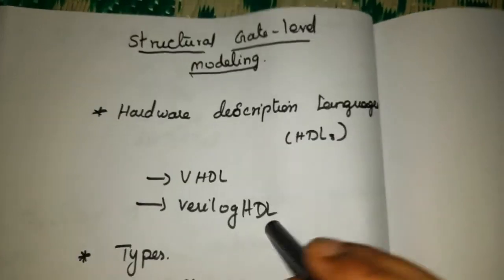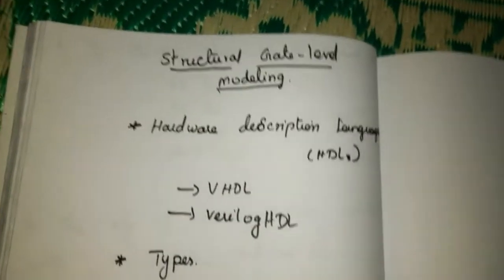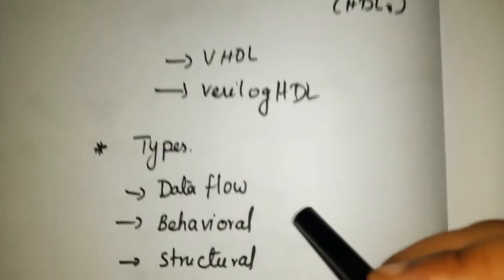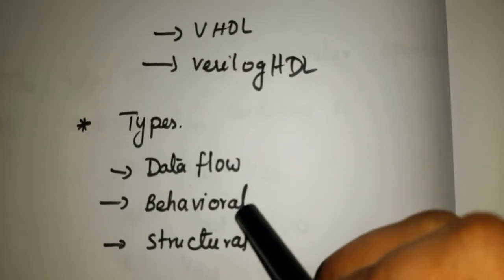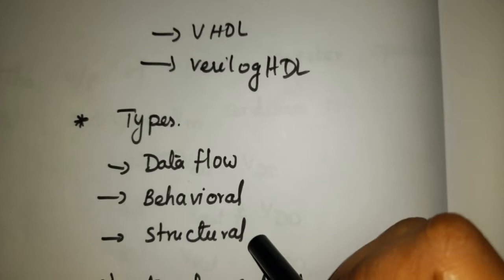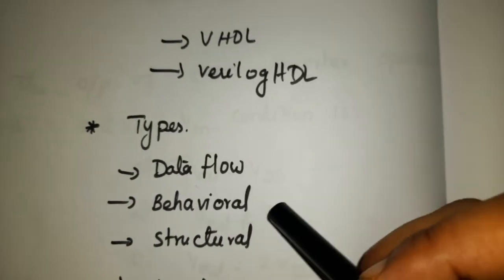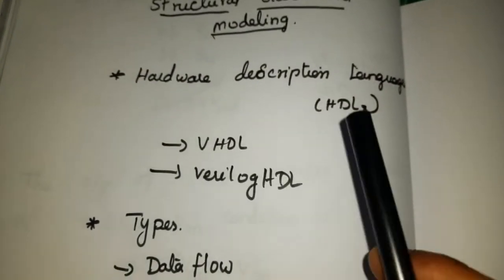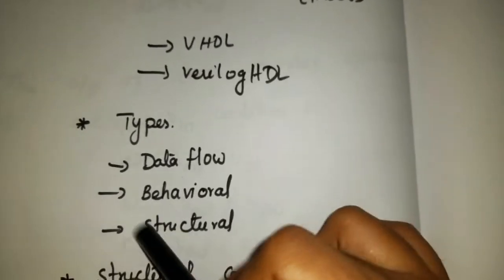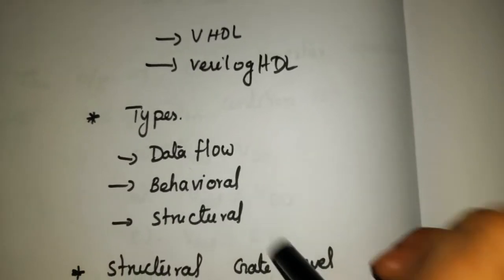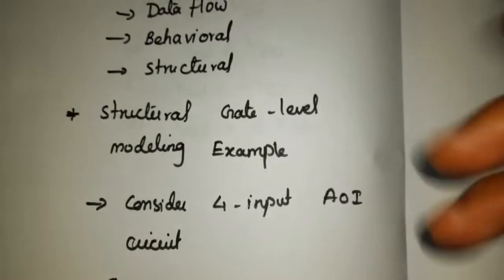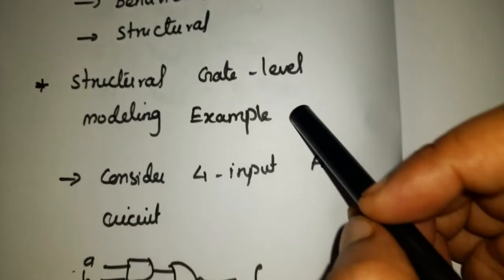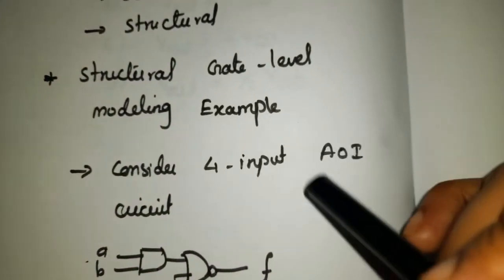Under Verilog HDL we have three different types of modeling. The first one is data flow modeling, the second is behavioral modeling, and the third is structural modeling. In our syllabus they mention only structural gate level modeling, so we are going to see this structural gate level modeling in this video. First we describe structural modeling with one example.